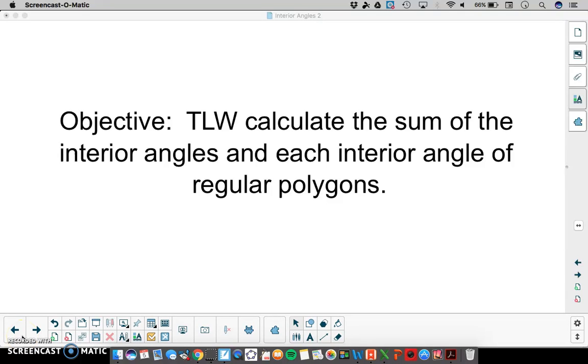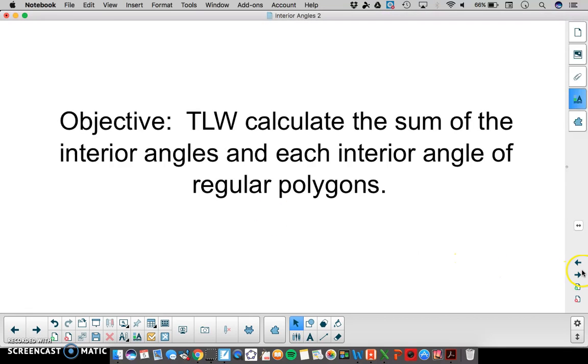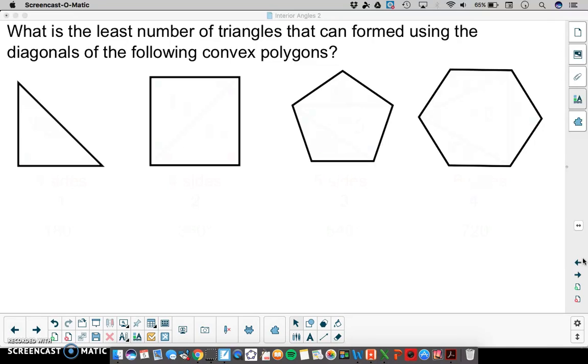In this video, the learner will calculate the sum of the interior angles and each interior angle of regular polygons. First, we're going to consider a triangle, square, pentagon, and hexagon. And we want to answer the question, what is the least number of triangles that can be formed using the diagonals of these polygons? So in a triangle, we actually cannot form more triangles using diagonals.